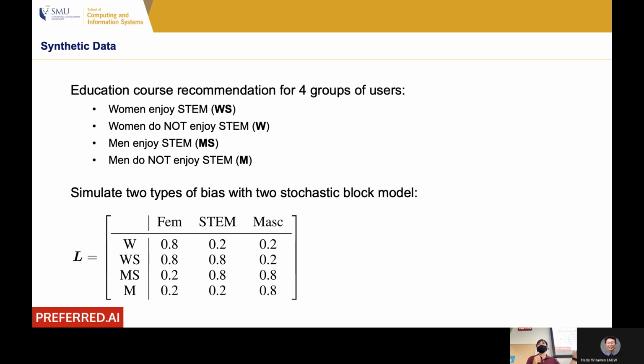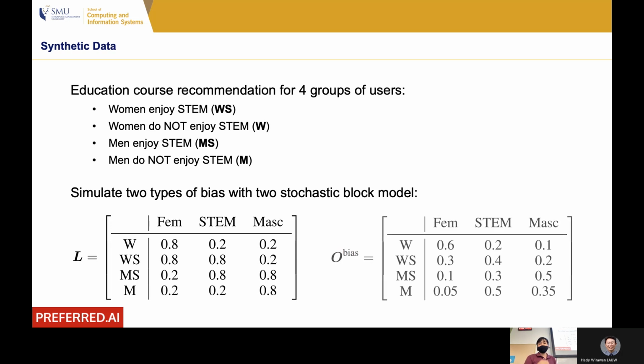Let's say W and feminine is 0.8, meaning a user belonging to the group of women has a 0.8 chance of giving a positive rating to the courses in the feminine group. And similarly for the STEM and the masculine. So from this stochastic block, we sample the rating. The second block is the probability that that particular rating will be observed.